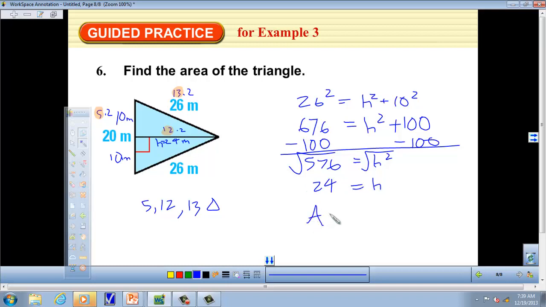So now we do our area. Base times height. So in this case, if we look, the base is 20 and the height we said was 24. So we get 1/2 times 20 times 24, which is 240.